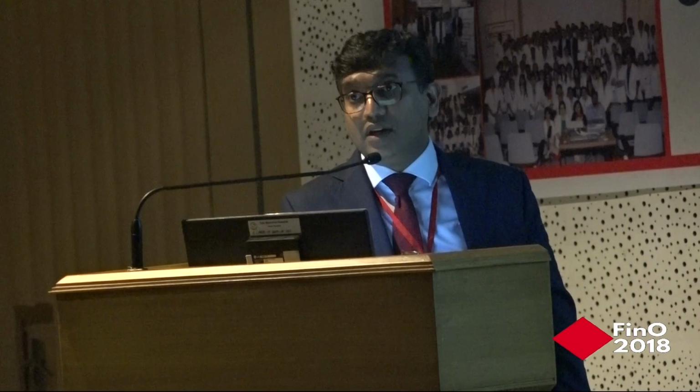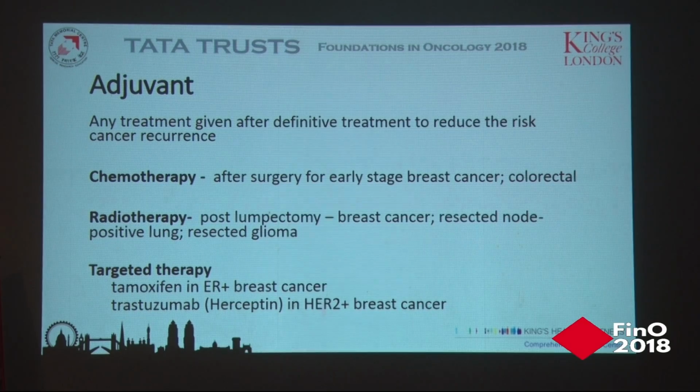Adjuvant treatment, any treatment which is given after definitive treatment is called adjuvant treatment, and this treatment is primarily delivered to reduce the risk of recurrence. So I use the word reduce. You never eliminate the risk of recurrence. So say, for example, you can offer chemotherapy after surgery for early stage breast cancer, for node-positive breast cancer, for patients with a node-positive colorectal cancer who've had primary surgery, you can offer them adjuvant chemotherapy.